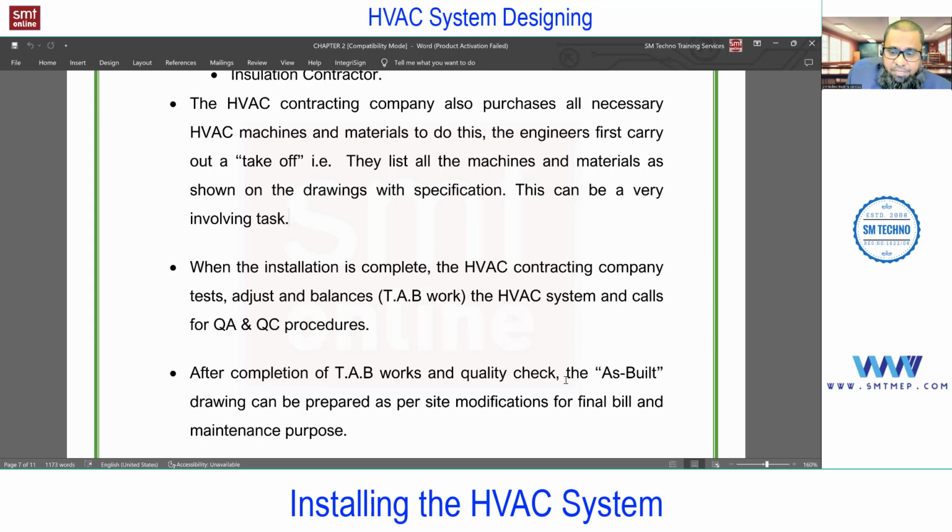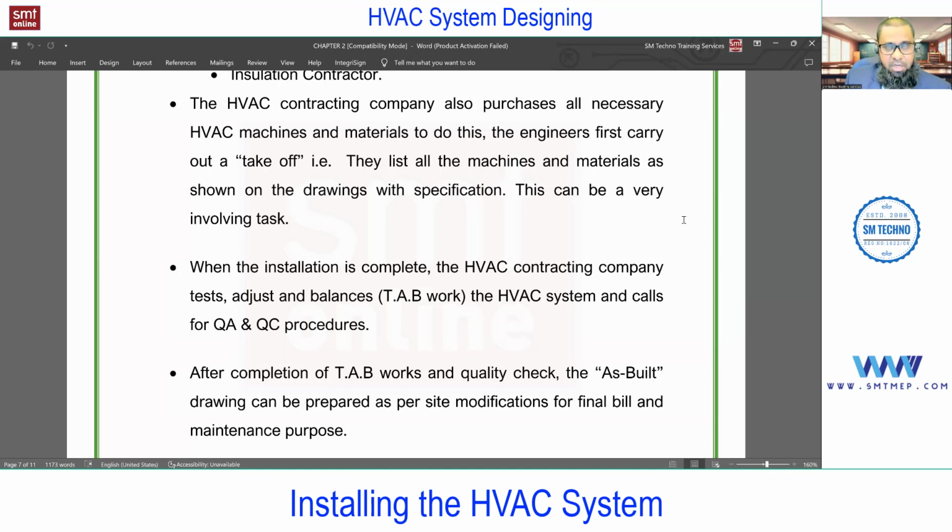So after installation, then what? We require the TAB work, nothing but testing, adjusting, and balancing. Again, the TAB work is also taken care of by whom? The contracting company. Or else, for a very big project, the contracting company may hire a separate company, or they will provide this job to a separate company who takes care of this, especially for this TAB work.